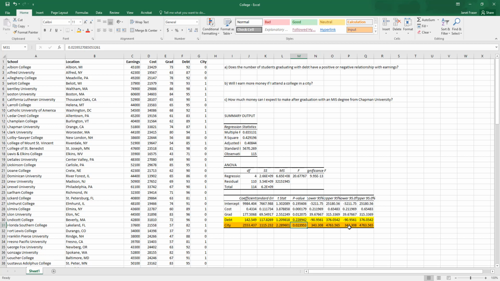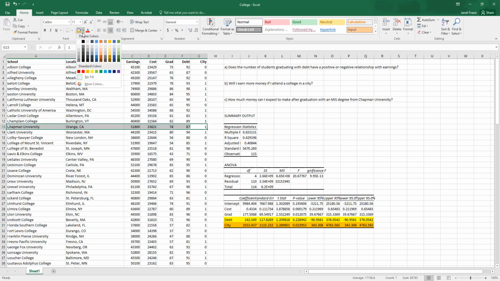Our last question is, how much money can I expect to make after graduation with an MIS degree from Chapman University? I'm kind of partial to Chapman University because I lived in Orange, California when I was growing up, and it's a cool place to live. I'm going to highlight its data there in blue so it's easier to see.